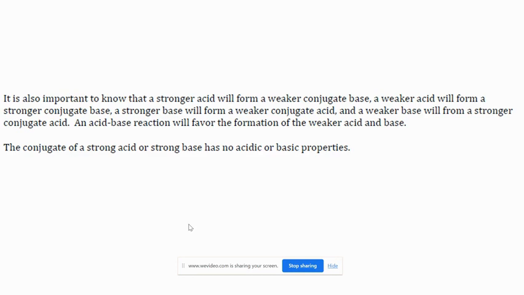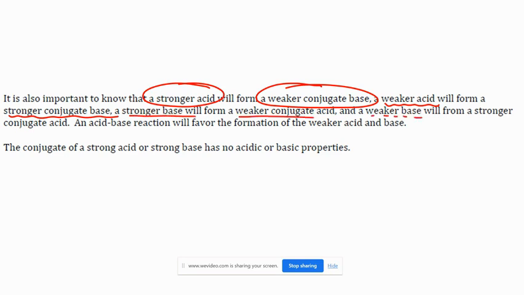So it is important to note, and this is something you're just going to have to bring in and memorize: a stronger acid will form a weaker conjugate base. A weaker acid will form a stronger conjugate base. You pretty much just have to bring this in and own it. Stronger base, weaker conjugate acid. Weaker base, stronger conjugate acid.